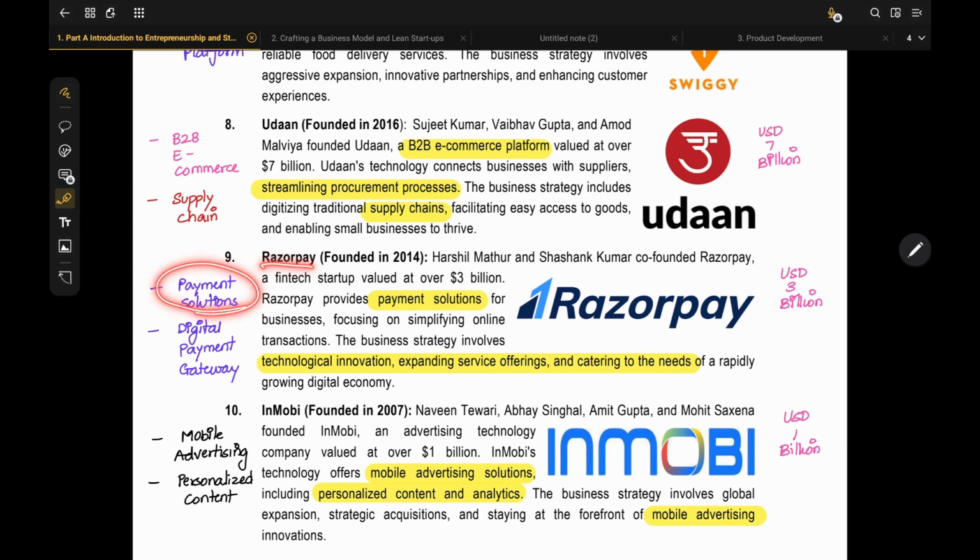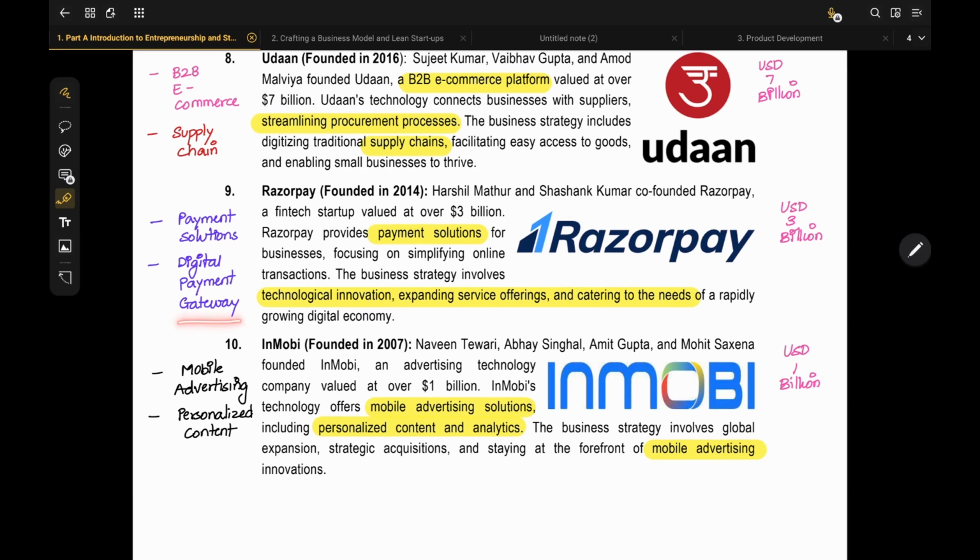Razorpay is a payment solution, a payment gateway. For example, if you want to pay using a debit card, Paytm, or UPI, you have to use some platform. That platform is Razorpay. It's a digital payment gateway.